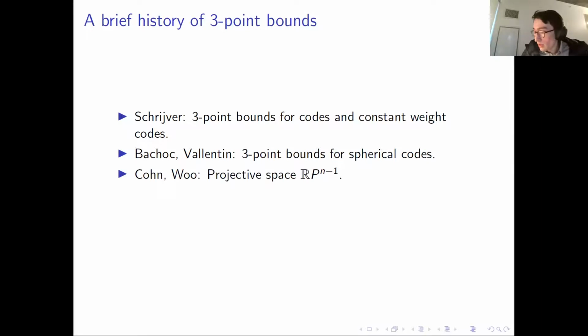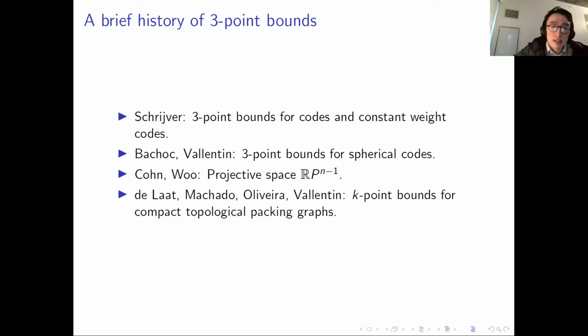Later, their techniques can be generalized to two-point homogeneous spaces. So, for example, Cohn and Wu gave three-point bounds on projective space. And later, Laat, Machado, Oliveira, and Valentin gave not just three-point bounds, but k-point bounds for compact topological packing graphs in a fairly systematic way.